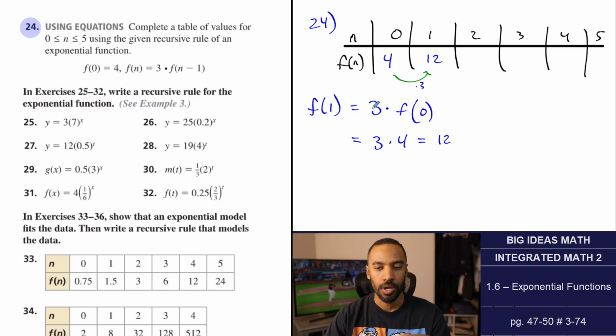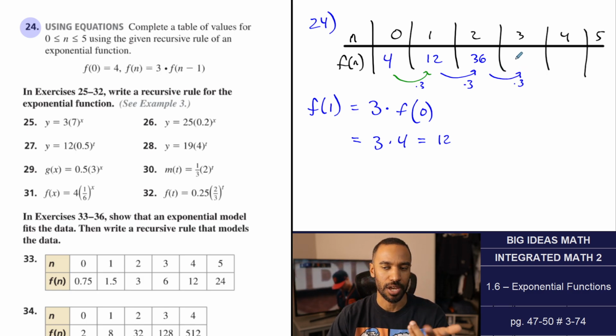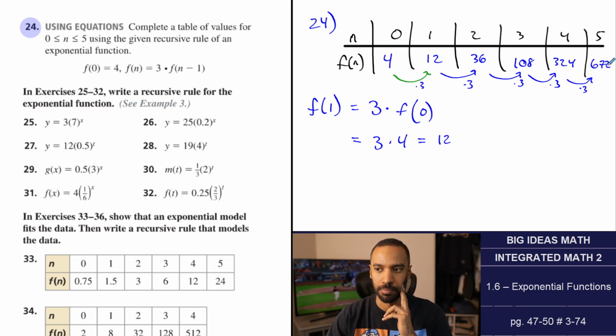f of 2 will be 3 times f of 1, 3 times 12, or 12 times 3, which is 36. And then you do 36 times 3, this is how I'm going to do it from here on out, which is 108. And 108 times 3 is 324. And 324 times 3 is 972.